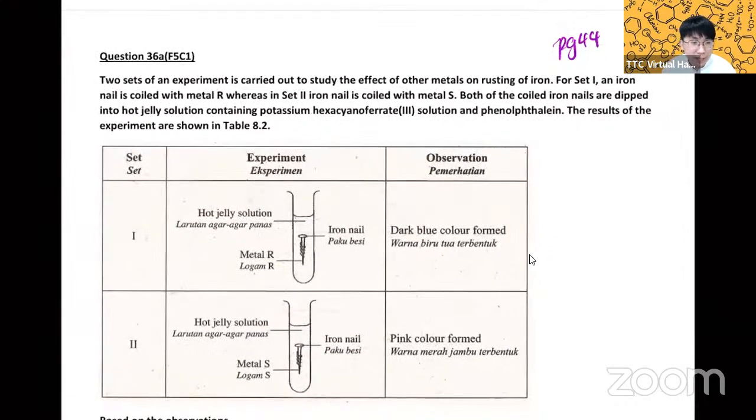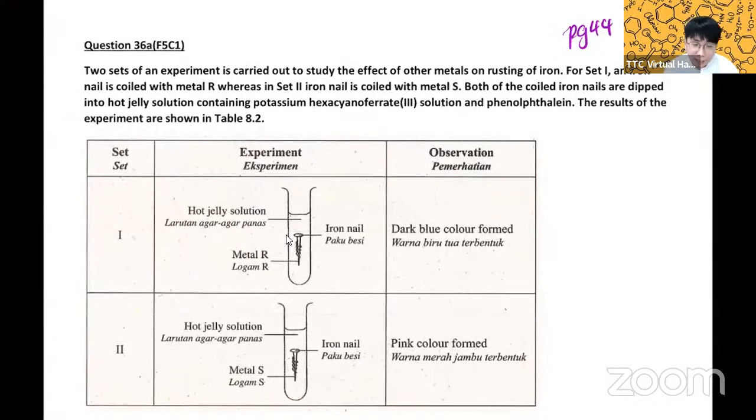Okay, so we are actually having this hot jelly, and you guys actually remember this. I hope you guys remember. We have these indicators. Potassium hexacyanoferrate(III), we have your phenolphthalein, to test the presence of what? So this potassium hexacyanoferrate(III) is to test the presence of Fe2+. The phenolphthalein is to test the presence of OH-. Okay, clear. So for number one, you see dark blue color form means your iron actually rusted.